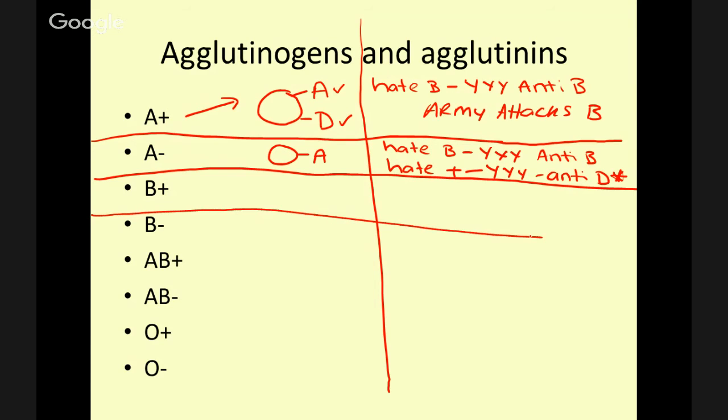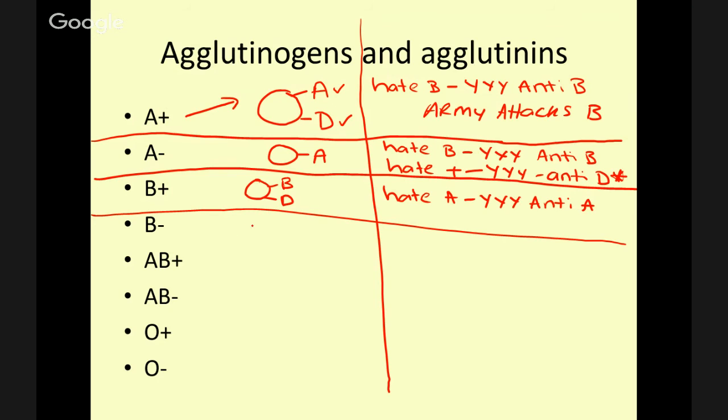All right, let's do B positive. That's going to have antigen flags for B and antigen flags for D. That means B positive. And then it's going to hate the A's. So it's going to have the army of antibodies that are anti-A. Okay? And then B negative.